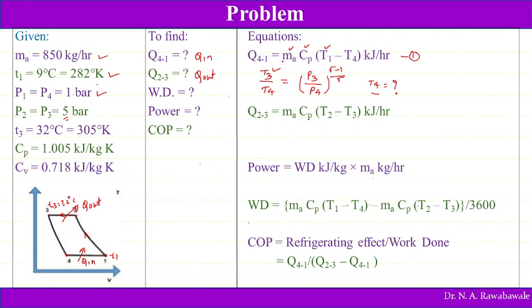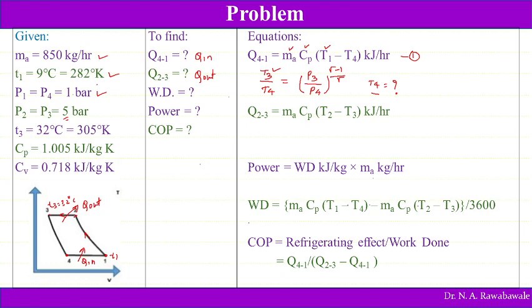Therefore heat absorbed will be in kilojoules per hour. If we are not taking this MA, then it will be in kilojoules per kg. So if we are writing this MA, this heat absorbed will be in kilojoules per hour, kilojoules per minute, kilojoules per second. Then he is asking us to find out heat rejected.